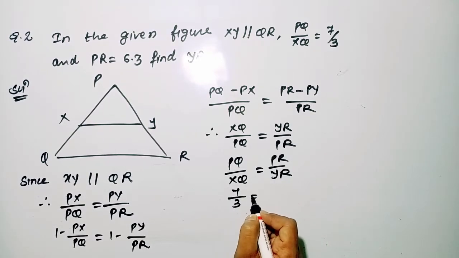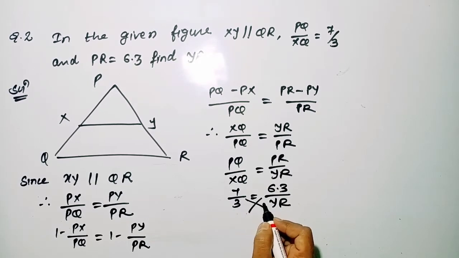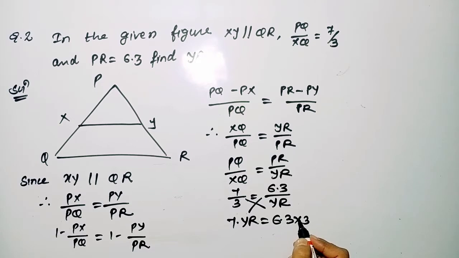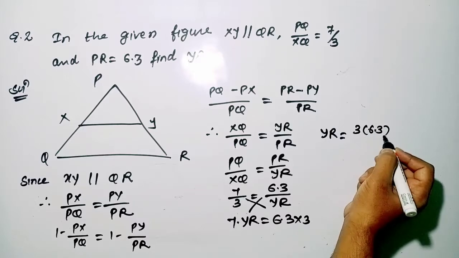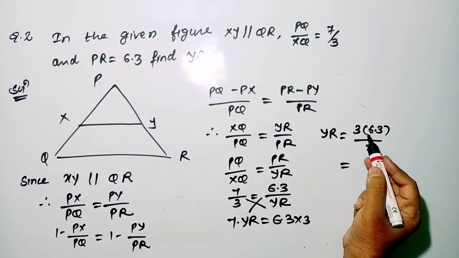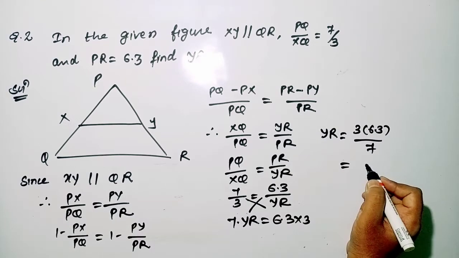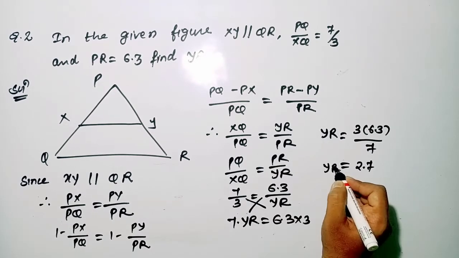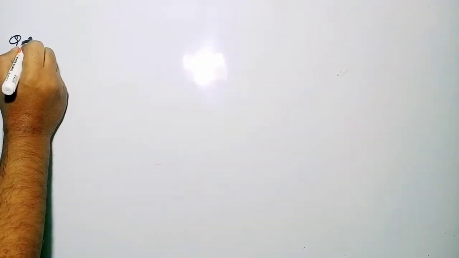Now PQ upon XQ is equal to 7 by 3 and here is 6.3 upon YR. So doing the cross multiplication over here, so 7 into YR is equal to 3 into 6.3. Right? So the value of YR is equal to 3 into 6.3 divided by 7. So what we are getting by simplifying these things, 7 9s are 63, so 0.9, so 3 into 0.9 will be what? 2.7. Right, student? Is it clear? Now moving to the next question.